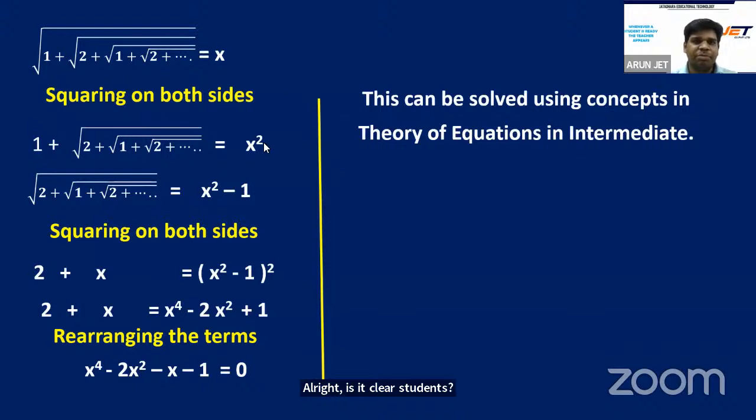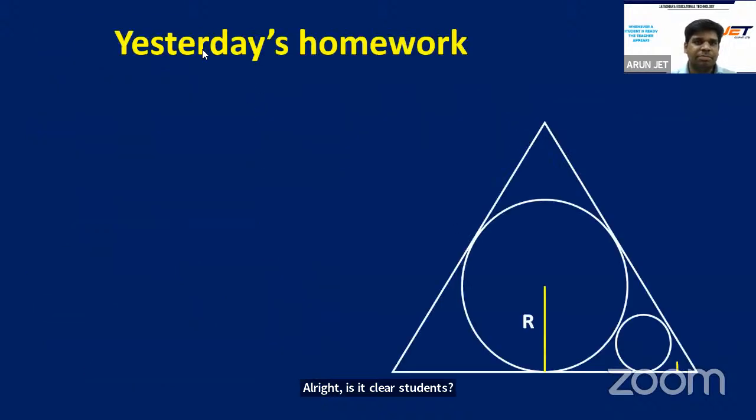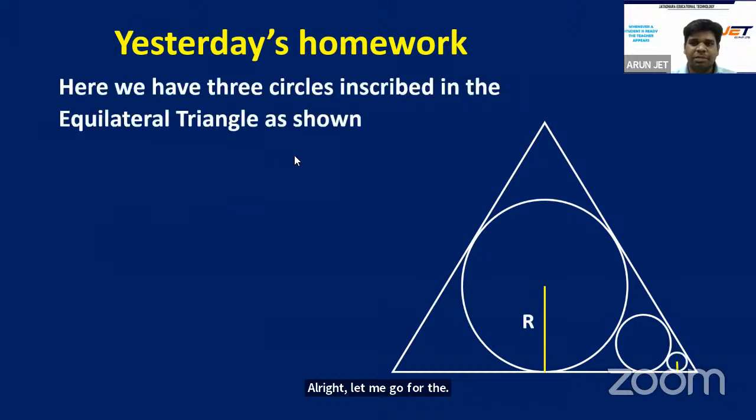All right, let me go for the homework problem. So in this homework problem, we have seen I've got 3 circles inscribed in an equilateral triangle as shown in the figure. Now, what is required is the ratio of capital R is to small r. How do we do this?